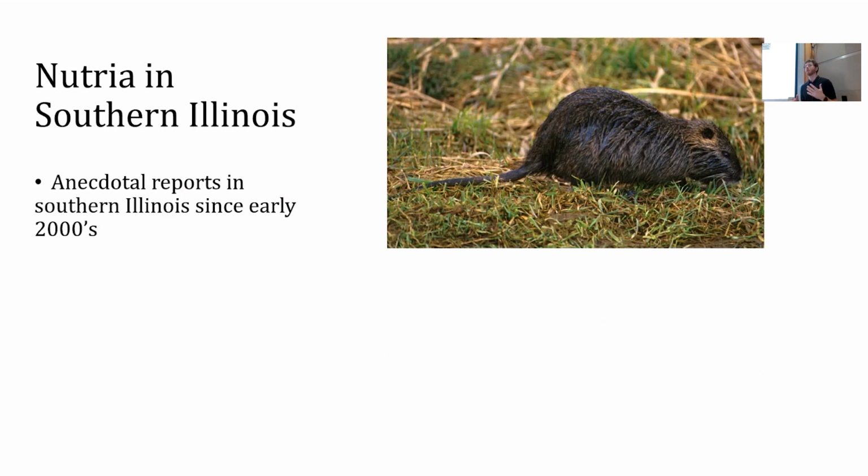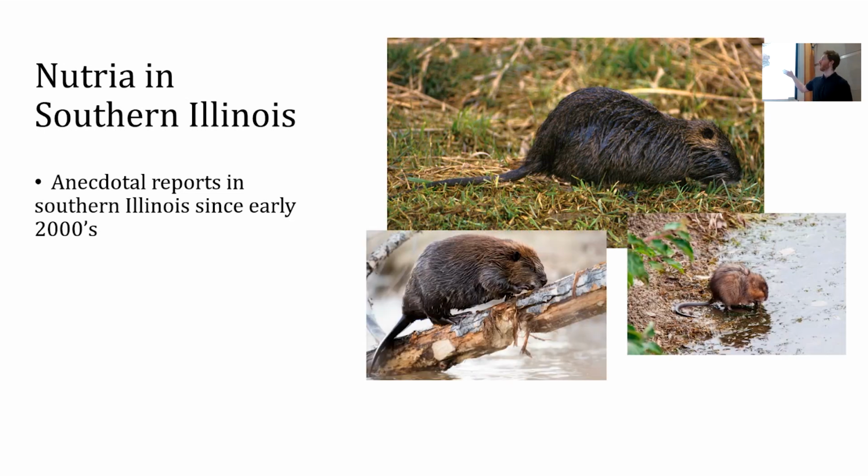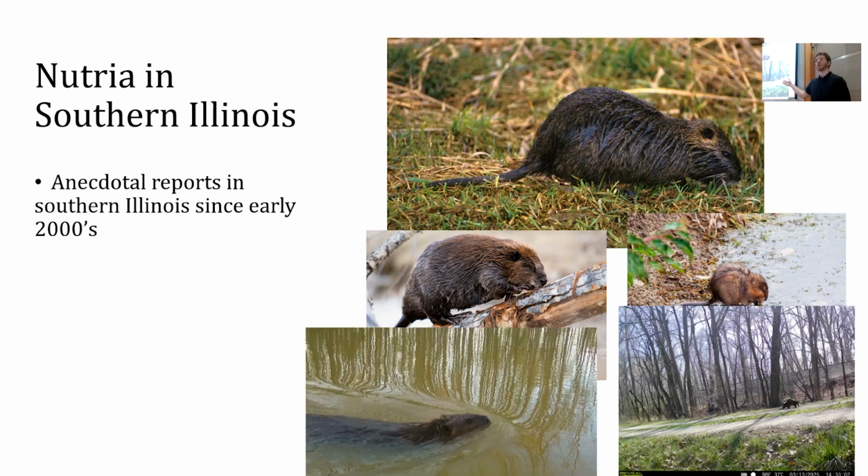Sure enough, that's not the only sighting of nutria in Southern Illinois. The Illinois Department of Natural Resources has actually received numerous anecdotal reports of nutria in the area since the early 2000s. But looking at these photos, you can see it's pretty easy to confuse a nutria with a beaver or a muskrat, especially if it's off swimming in the distance, or in this case, on your trail camera, in which you might think you have a nutria. These are trail camera photos that I've received, in which instead it's not a nutria, it's a beaver and possibly a backlit possum even.